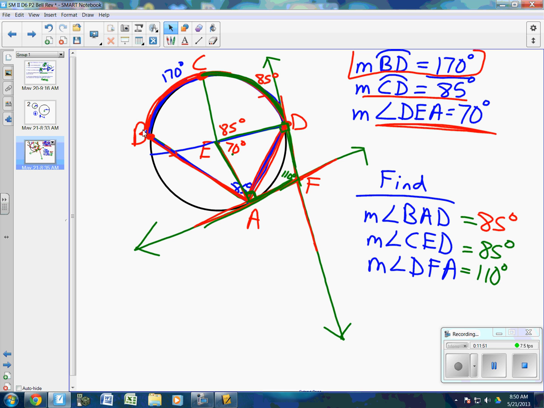Now, I'm going to ask you guys one more question. What is the measure of arc BC? When you know the answer to that, raise your hand. Arc BC. Why is it 85? Well, the reason is that we know arc CD is 85, and we know the whole arc BD is 170. So 85 plus 85 makes 170, right? So we can do it that way.